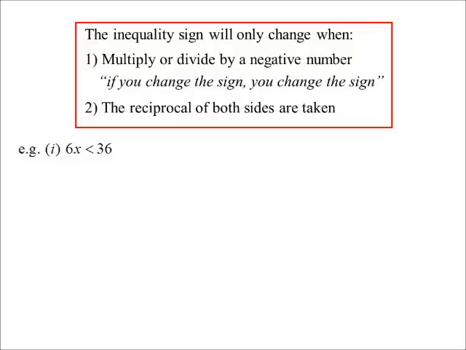So here we are, 6x is less than 36. Divide both sides by 6. They've done exactly the same as equations. But here's where I want to point out, sometimes we plot our solutions on a number line. Okay, x is less than 6. How do I do it?